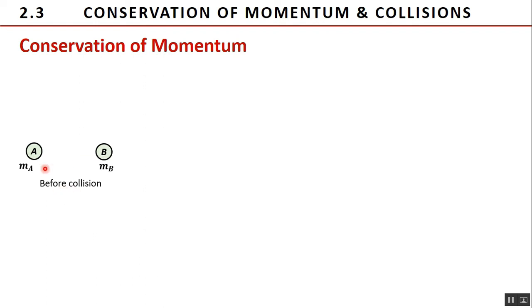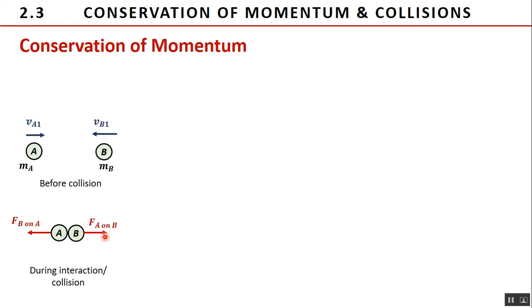Before collision, particle A is moving to the right at an initial velocity v sub A1, while particle B moves to the left at v sub B1. As soon as they touch, they interact, and from Newton's third law, each particle will experience a mutual force due to the other particle. During interaction or collision, particle A will experience a force, F sub B on A, exerted by particle B. Consequently, particle B experiences a force, F sub A on B, exerted by particle A. Their two forces, according to Newton's third law, are equal in magnitude but opposite in direction.